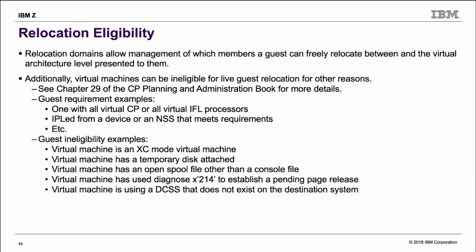We can't have any open spool files. If we have open spool files, that's going to mess with our cross-system spool considerations with relocation. So no open spool files, no XC mode VM. So there are a lot of different examples of other things that can contribute to relocation eligibility, a lot of which is well documented in our pubs, for anything outside of our virtual architecture level requirements.